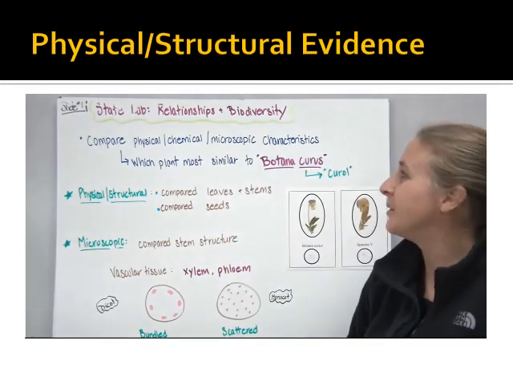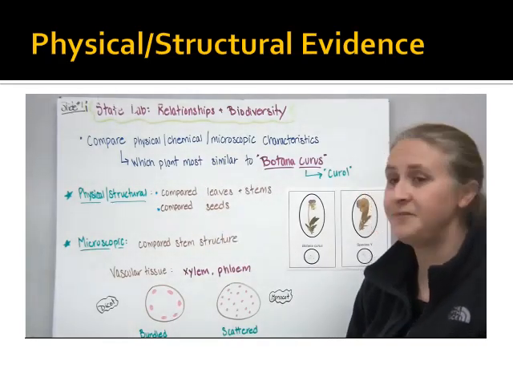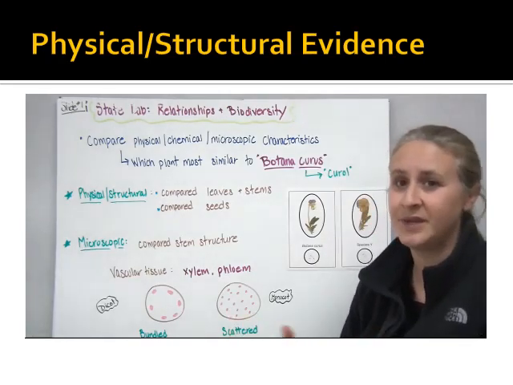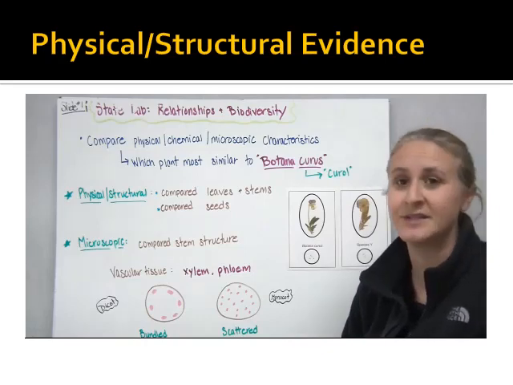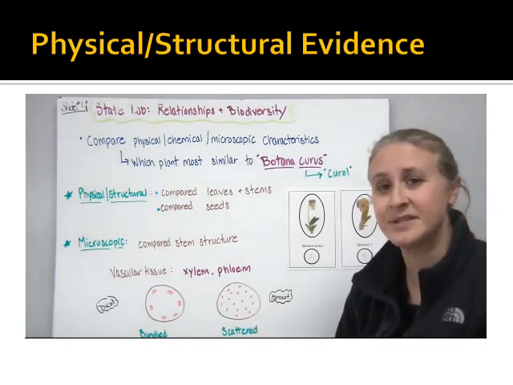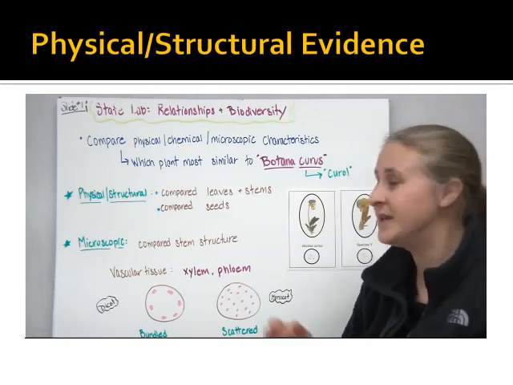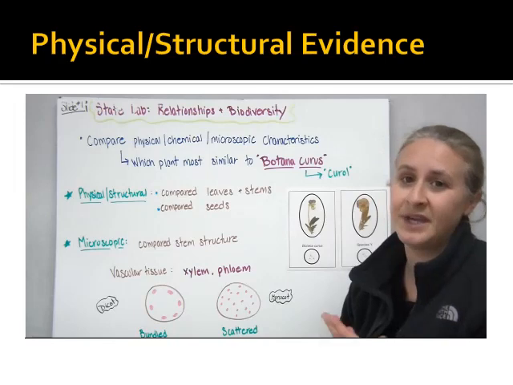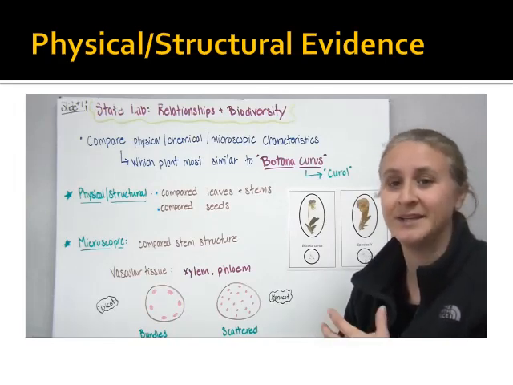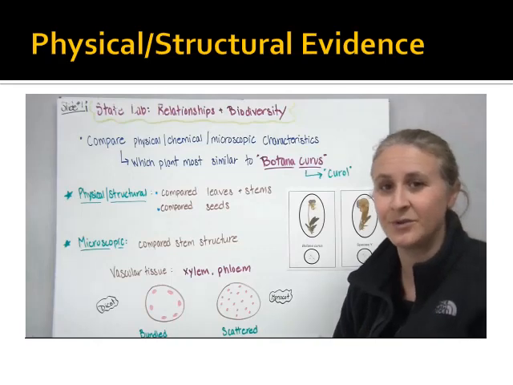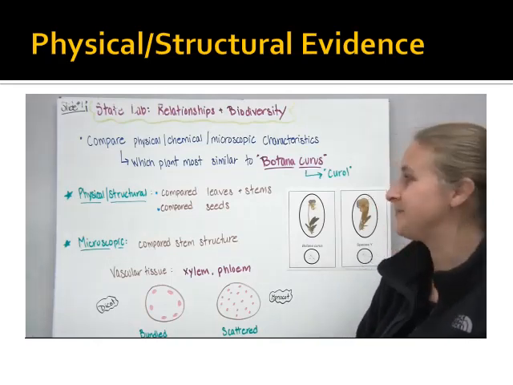The idea behind this is we were going to compare physical, chemical, and microscopic characteristics of a plant that was termed Botanicurus. And we are hoping to identify plants that are similar to this plant Botanicurus, because in the case of Botanicurus, it was described to us that this particular plant had a special chemical in it called Curol that was used in order to help treat people that had cancer.